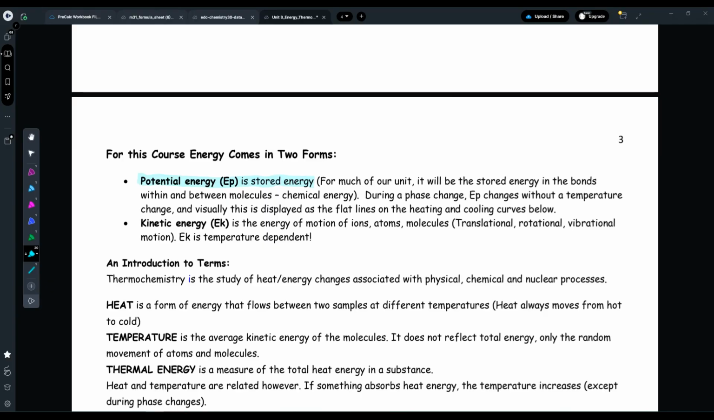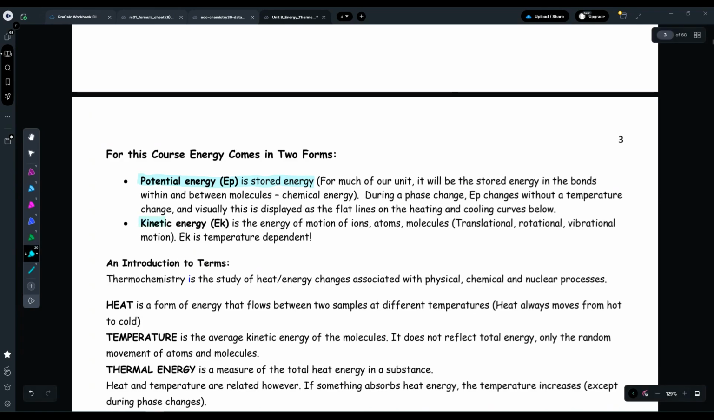During a phase change, potential energy changes without a temperature change. Visually, this is displayed as flat lines on heating and cooling curves. There are no heating and cooling curves below, so that's just a little error there.